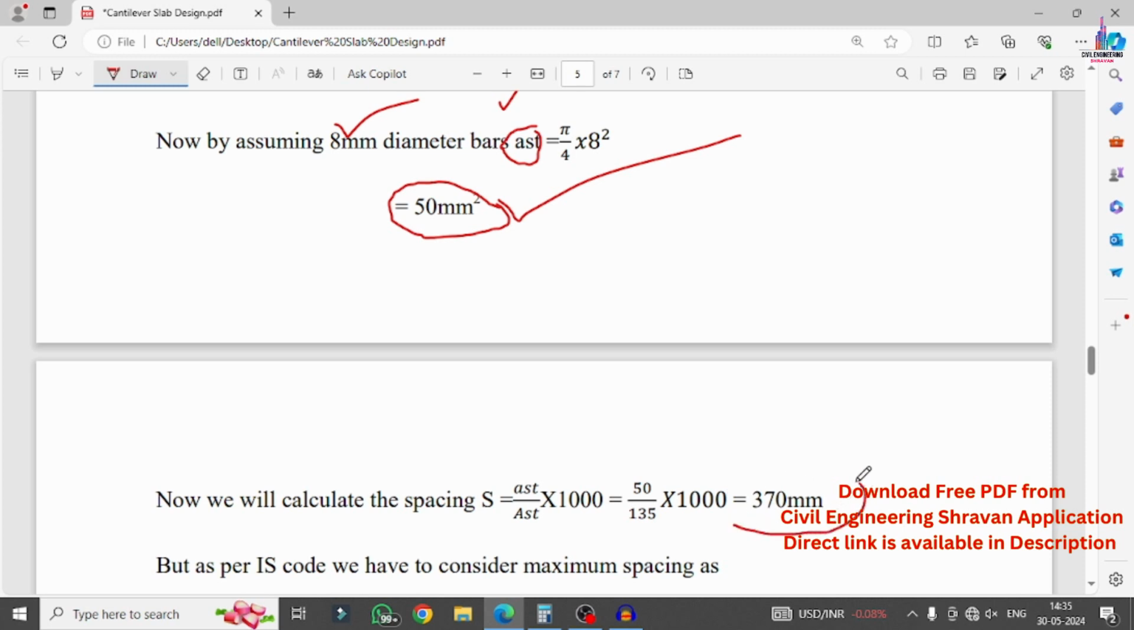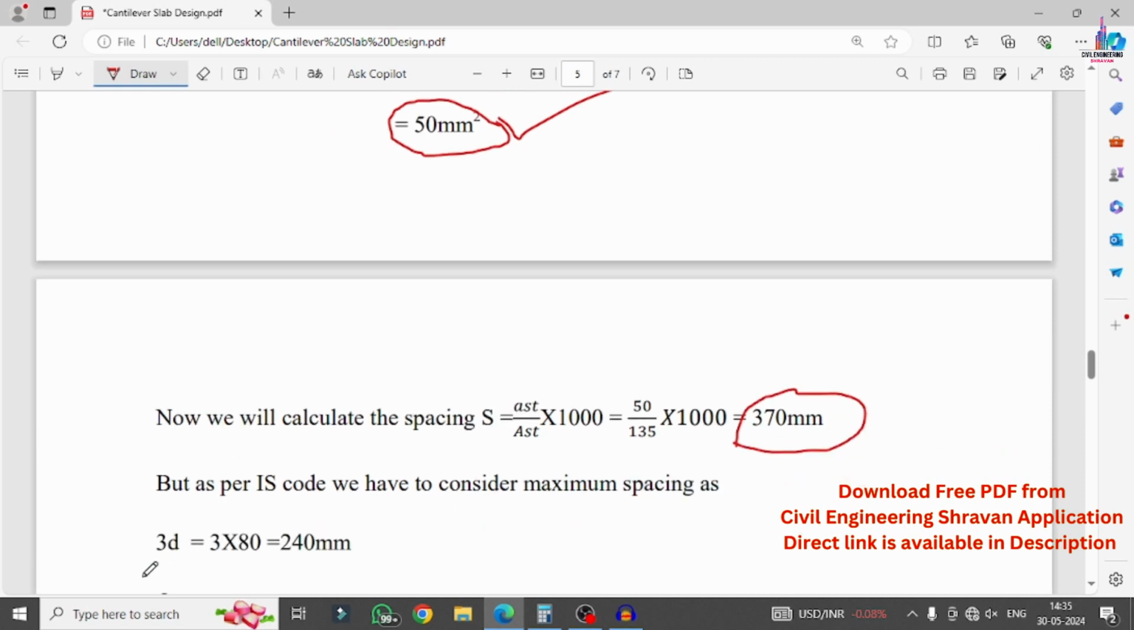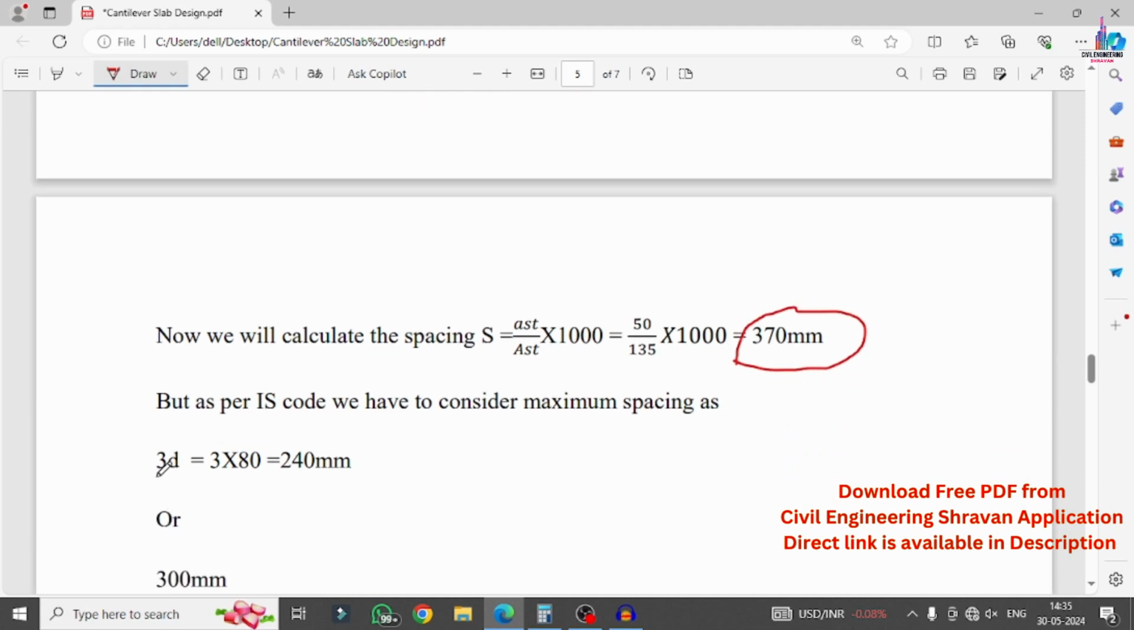Okay, but as per the IS code, we have to consider the maximum spacing as per two specifications. One is 3d, the other is 300 mm. This is the maximum spacing we have to consider for the slab section. If I consider 3d, which equals 3 multiplied by 80 mm, the depth of the particular slab, then it comes to 240 mm as the maximum spacing between the bars, or else we can consider 300 mm.